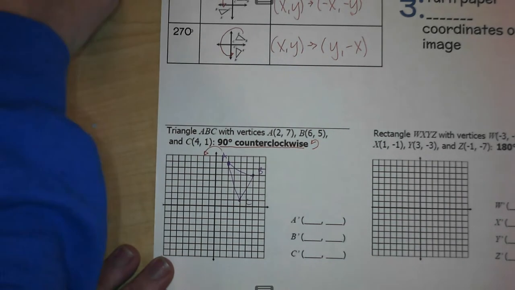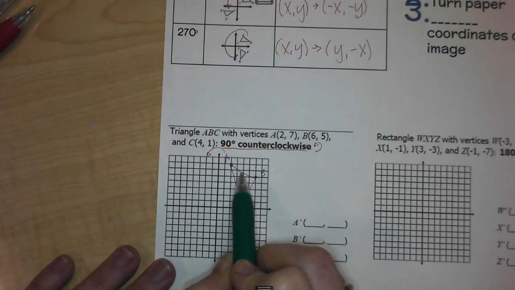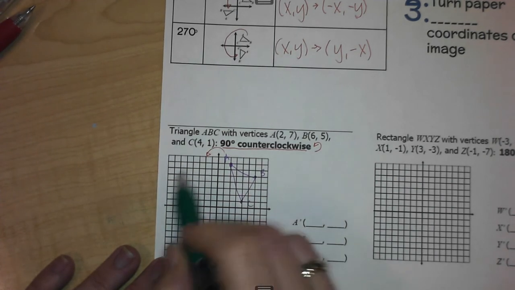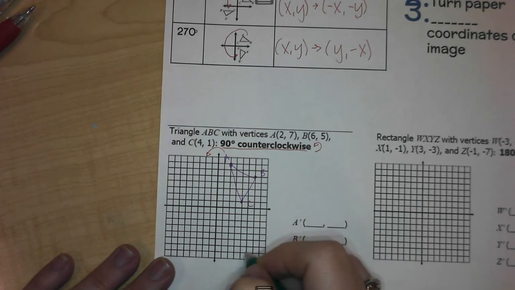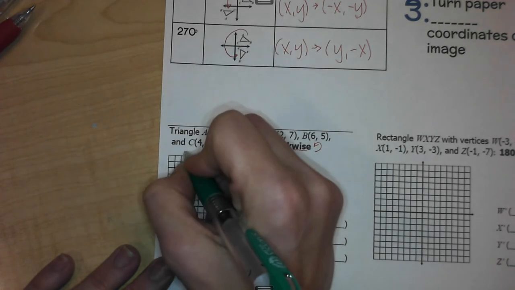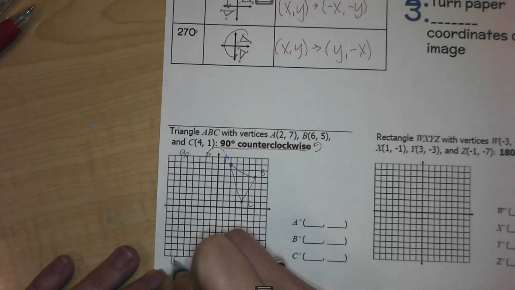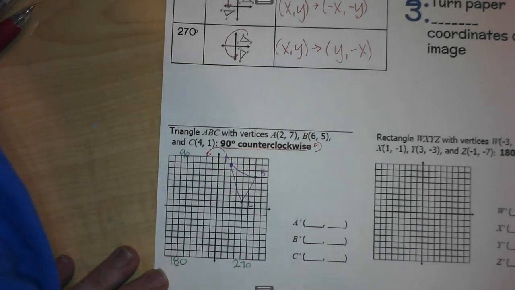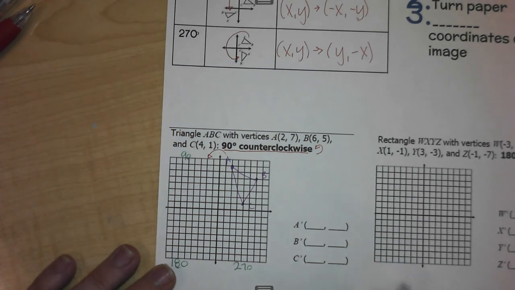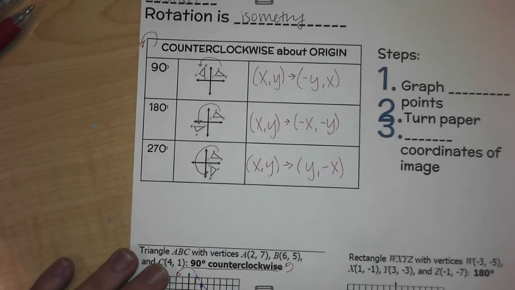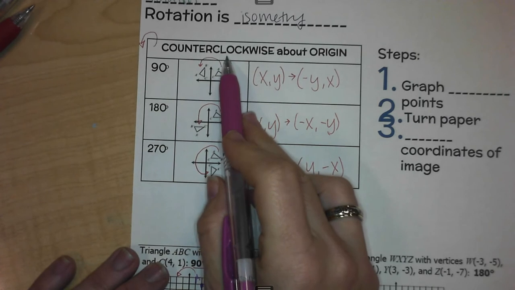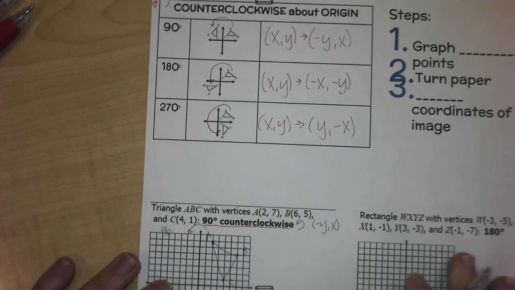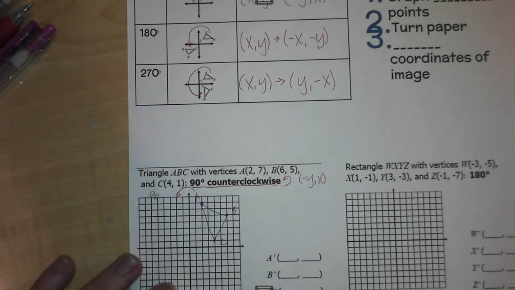So take a step back. If we're in whatever quadrant we're in, and we are going around counterclockwise, I'll just use this as an example, then this quadrant would be 90 degrees. This one would be 180, and this one would be 270. Just if you forgot. All right, so let's look at these points with these rules. We're going 90 degrees counterclockwise. So we're going to flip the x and y and change x.